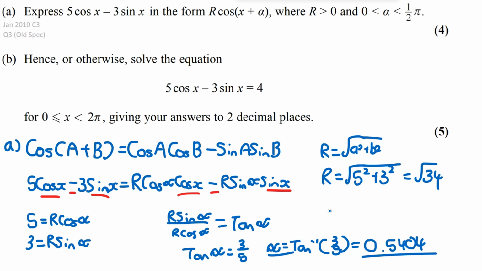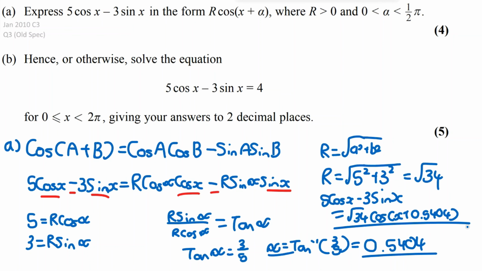0.5404, so therefore 5 cos of x minus 3 sin of x is equal to r cos of x plus alpha, where r is root 34, and then it's cos of x plus 0.5404, and then that is the final answer.